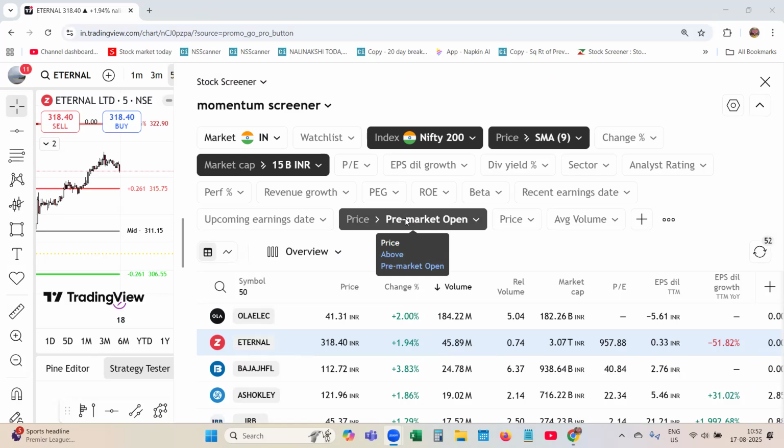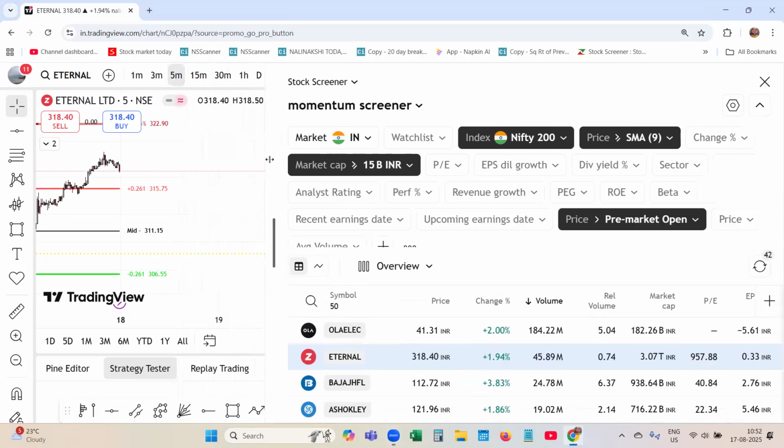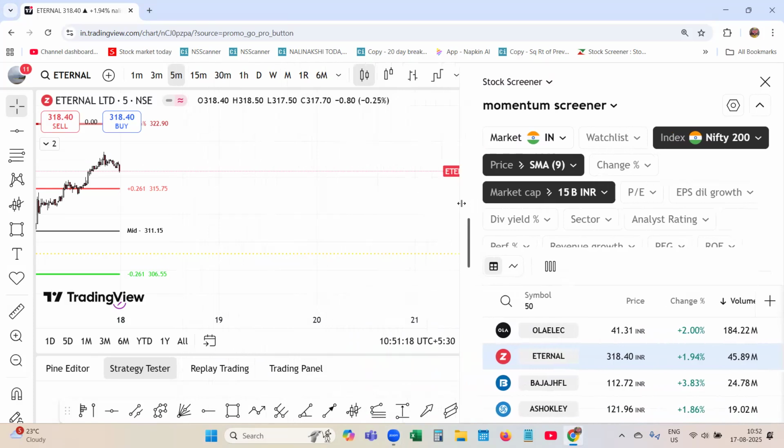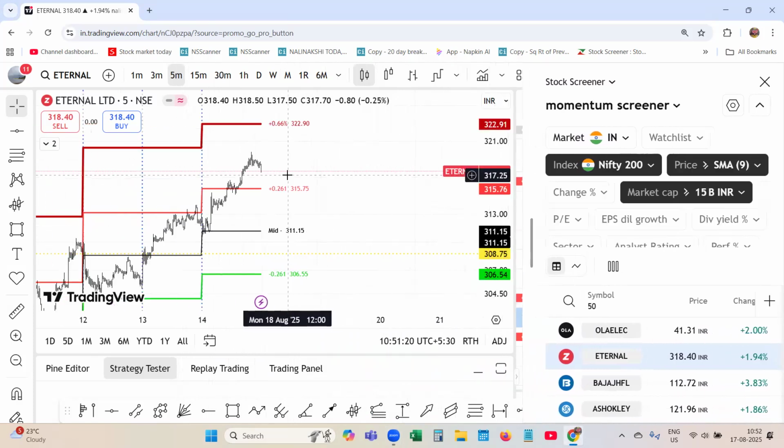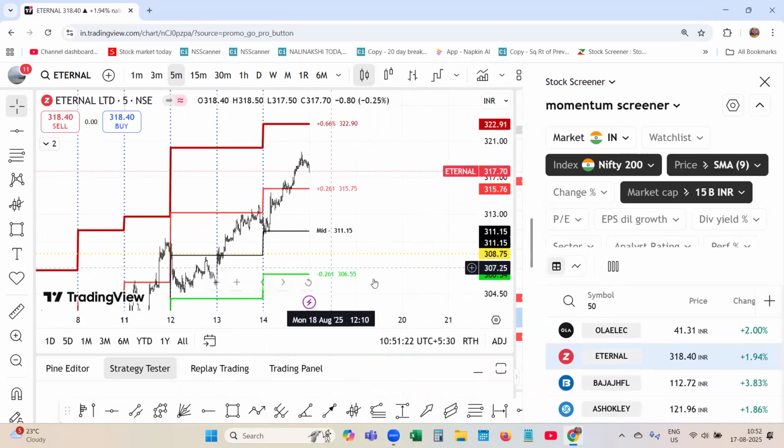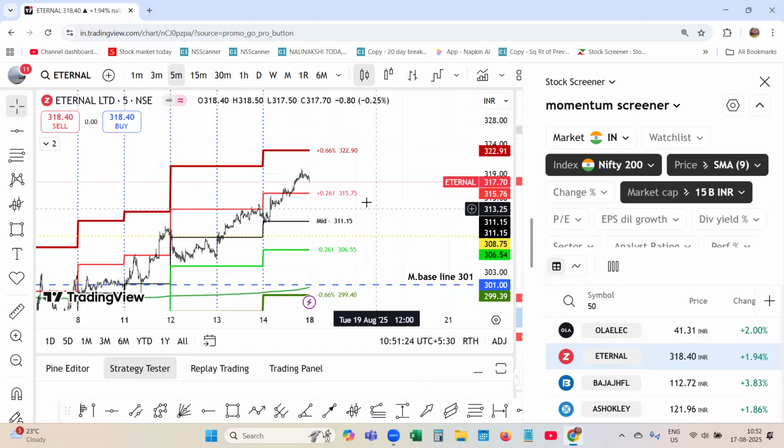Nothing I've added. Simple screener. Take the screenshot. You add it on your chart. Next step, what happens is, after the market opens, after 5 minutes, I'll get all these stocks. And immediately I'll apply my template. It will be there in my chart. That is nothing but the Gann template.